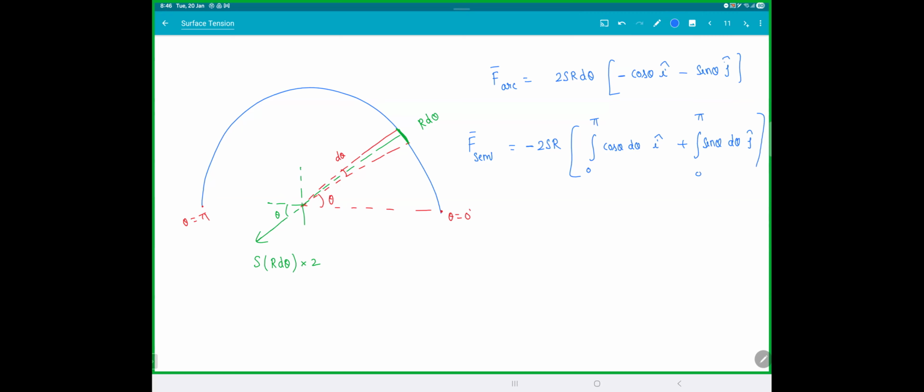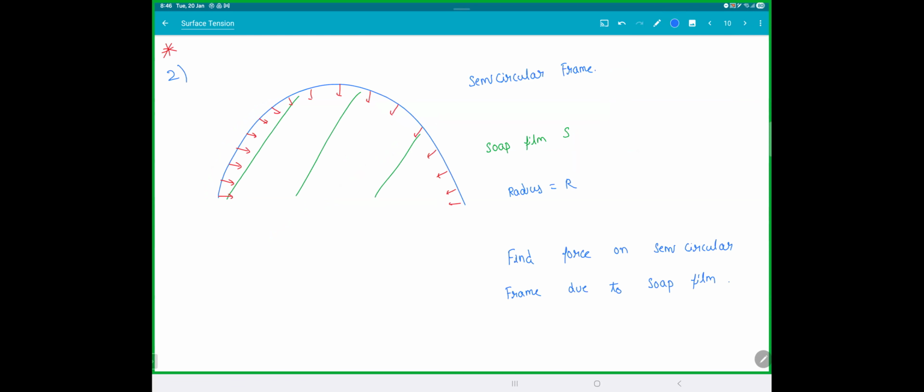Now, why I'm teaching you this integration, because tomorrow someone will come and say, this surface tension force S is weird, okay? It is like K into sine theta. Meaning it is not constant. The surface tension force is changing with theta.